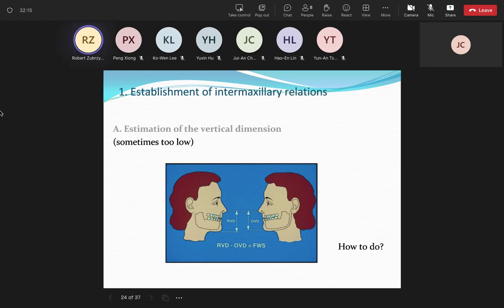And establishment of intermaxillary relation, estimation of the vertical dimension, sometimes too low. So we see the equation RVD minus OVD is the perfect hour, the perfect occlusion height.